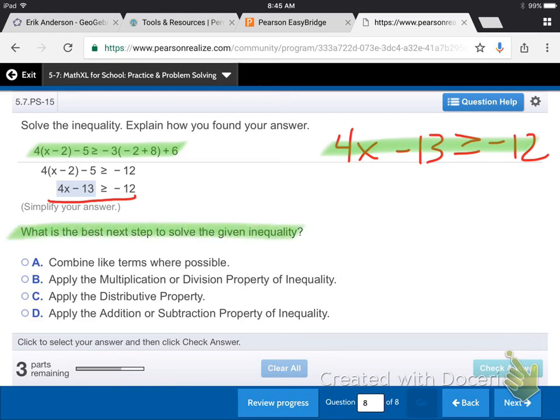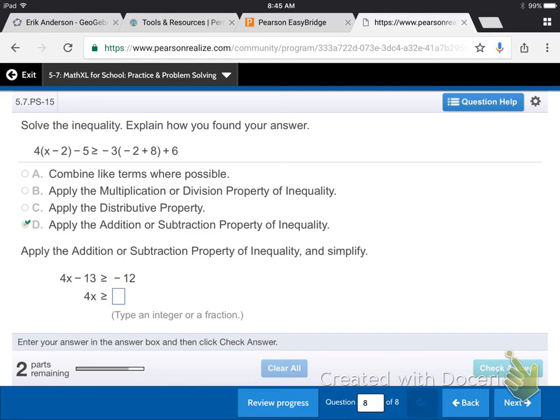Now we know, look what the question is. What is the best next step? So the next step would be to use the inverse operation of subtraction, which is addition. So we are going to choose answer D, apply the addition or subtraction property. And then there were only 2 parts remaining. We're getting there, okay? And so it tells us to go ahead and apply that property of inequality and simplify.